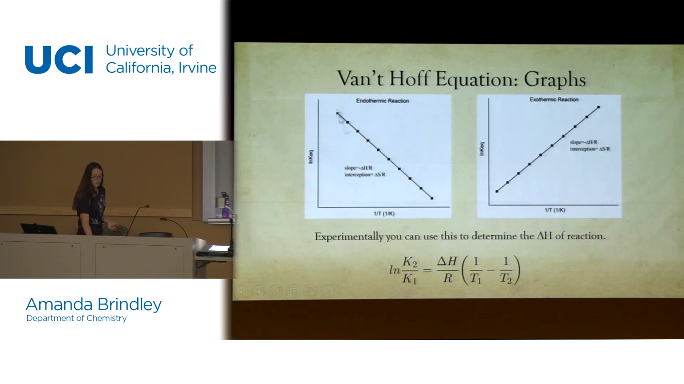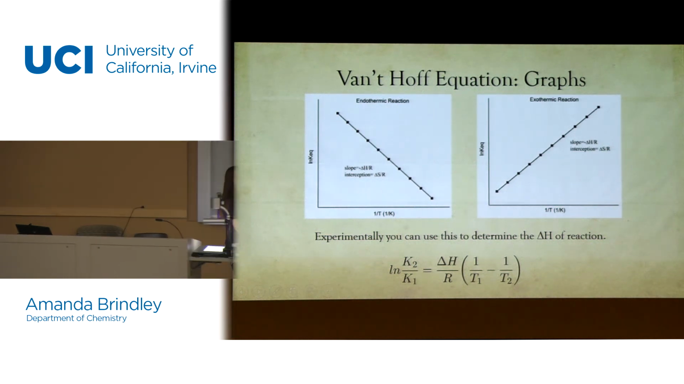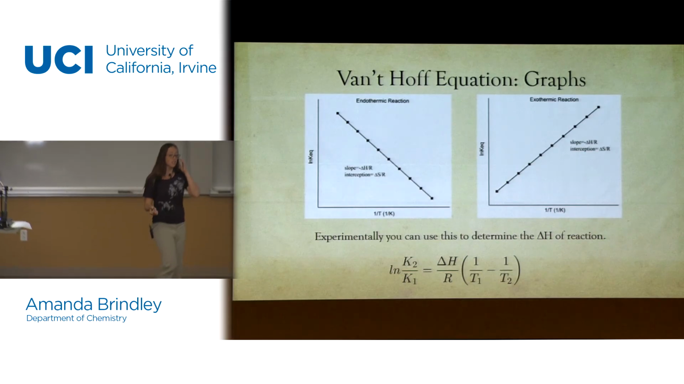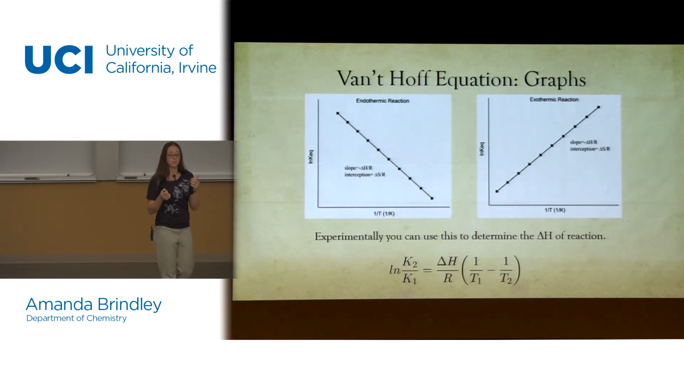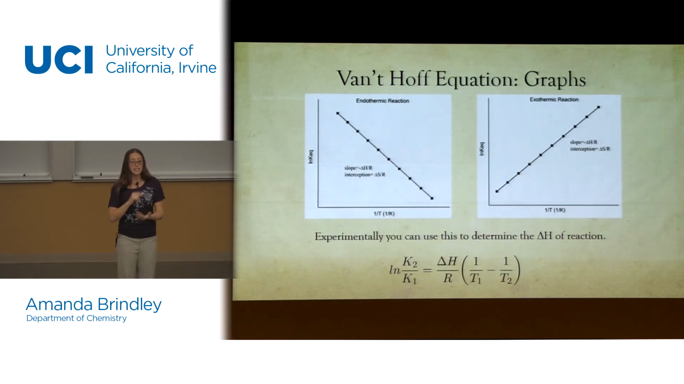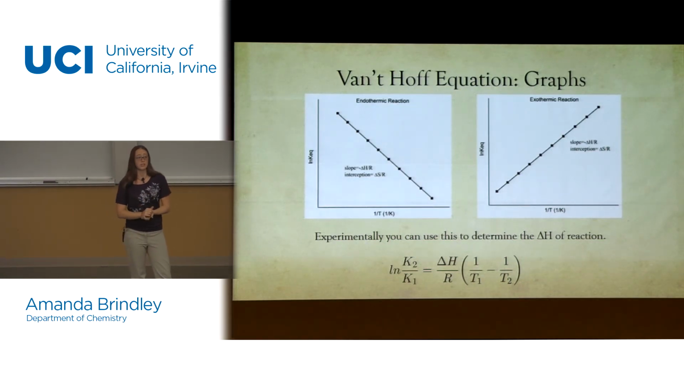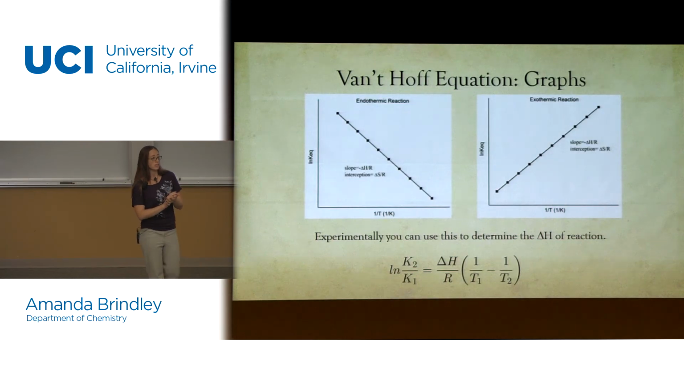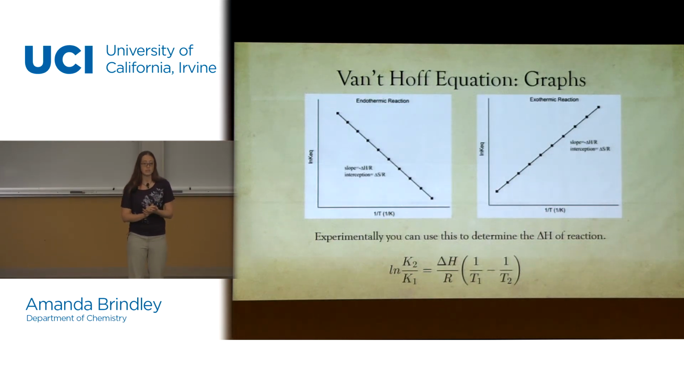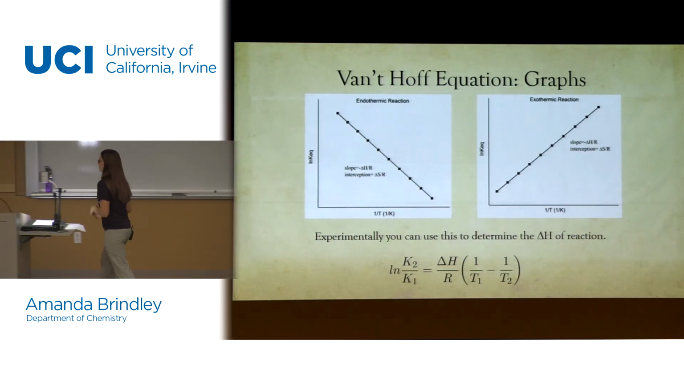So we have our slope, which is coming from here, and it's a negative delta H over R. Negative delta H. Well, think back to what we know about delta H. The sign of delta H tells us whether something is endothermic or exothermic, right? So if something is endothermic, what's the sign on delta H? Positive. If it's negative, it's the other one.